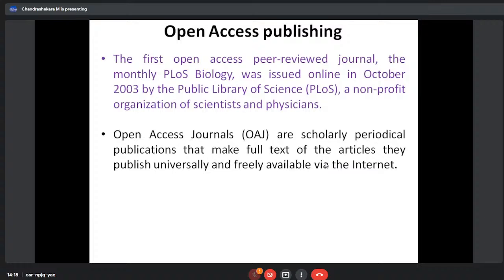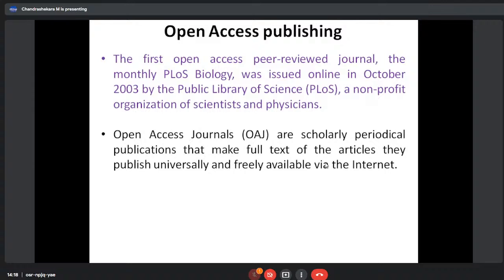You know that one? The first journal when it started, you know that one? 1665. One is actually Journal des Savants, and another one is published in March, I think. That is the Philosophical Transactions. Okay, these are the two. But coming to open access publishing, the peer-reviewed journal was first published by the Public Library of Science.